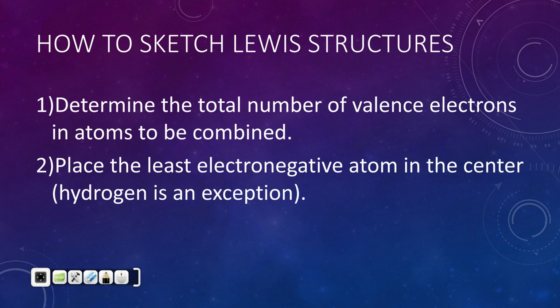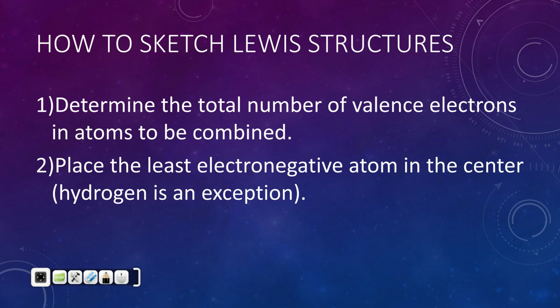So how do we put these things together? How do we sketch out Lewis structures? Number one, you're going to count up all of the valence electrons that the compound has. So I will give you a compound, and you go through and say, this has this many valence electrons, this has this many, and this has this many, and you add them all up. We need to figure out the total number of valence electrons. Number two, you place the least electronegative atom in the center.